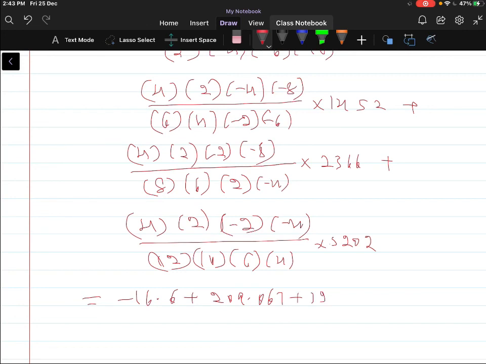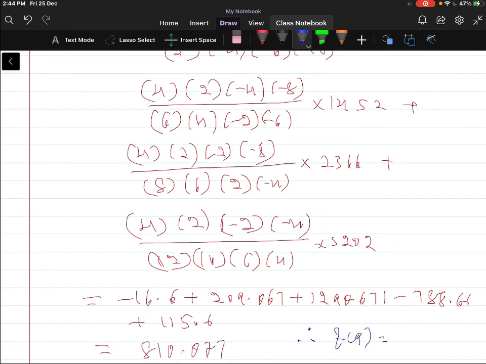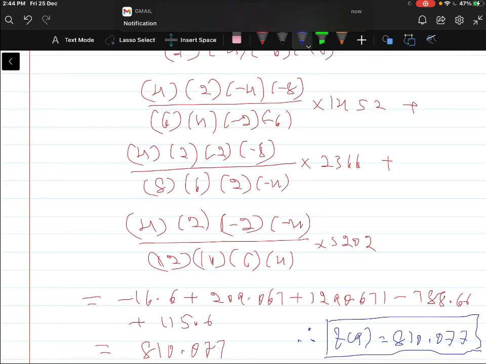minus 16.6 plus 209.067 plus 1290.67 minus 788.66 plus 115.6. This is equal to 810.077. So therefore f of 9 value is 810.077. So this is the value of y at x equal to 9.